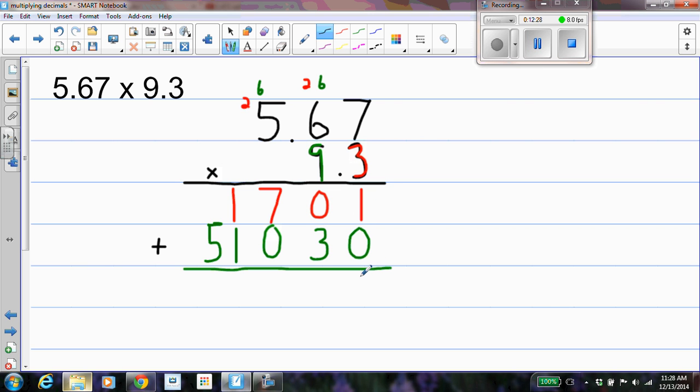Now I add. 1 and 0 is 1. 3 and 0 is 3. 7 and 0 is 7. 1 and 1 is 2. And then I have the 5 just bringing down. It's basically 0 and 5, but I'm just going to put the 5.